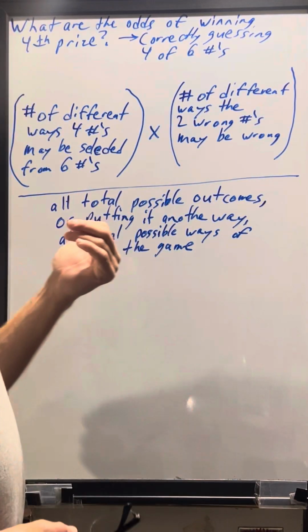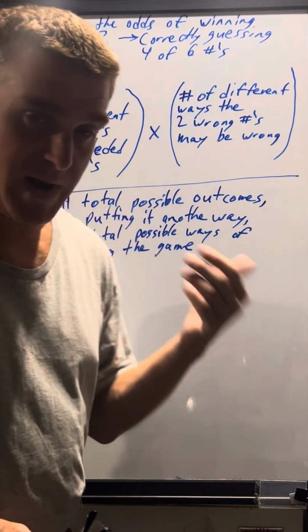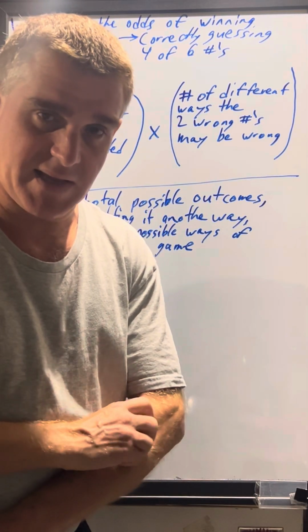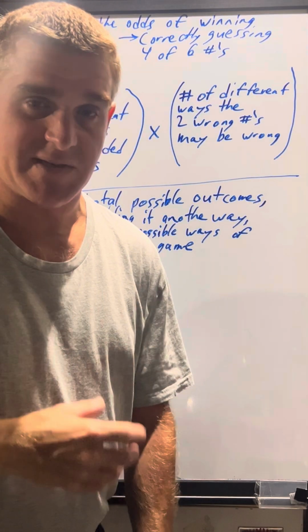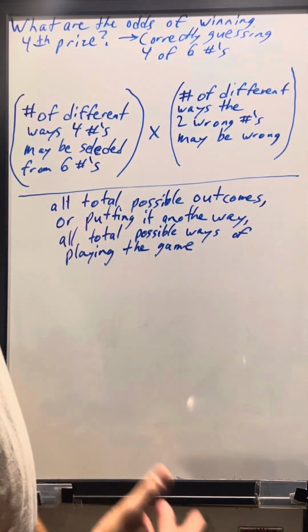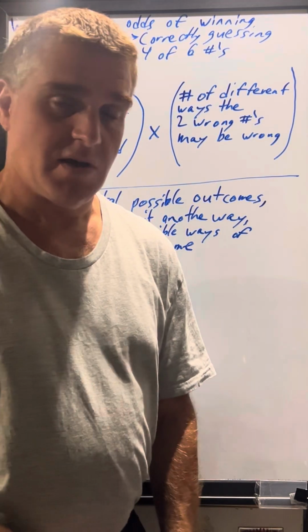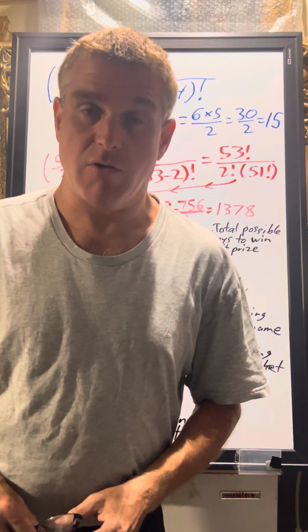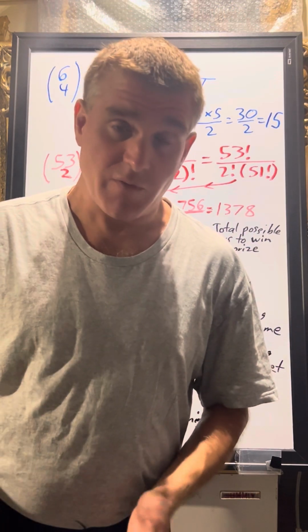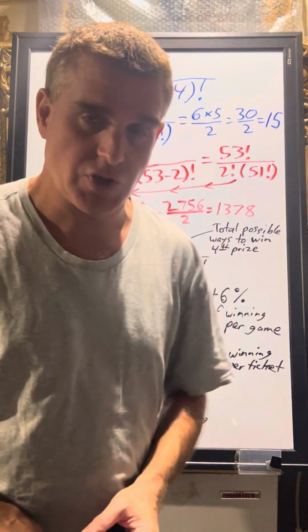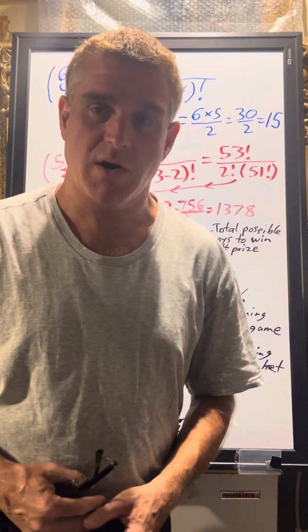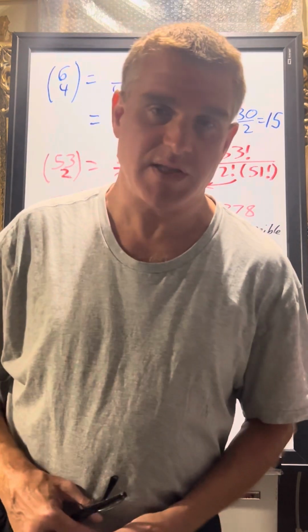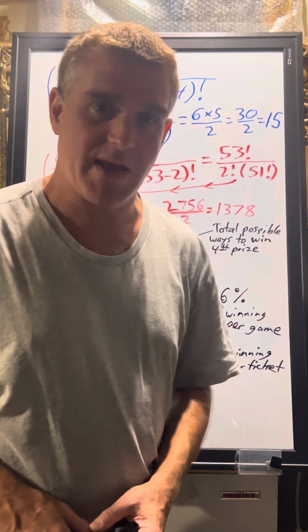So to find the different ways that 4 out of 6 can be selected, first we would find the number of different ways 4 numbers can be selected from 6 numbers, and then we would multiply that by the number of different ways the 2 numbers can be wrong, finding all the different ways that you could win a fourth prize. The first thing you would do is find the number of different ways that fourth prize, being four numbers matching the 6 numbers that the state picked. So how many different ways can 4 numbers be selected from 6 numbers?